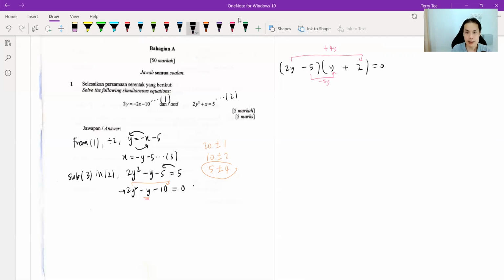All right, so let us solve for y. Remember, 2y minus 5 is 0, so y is 5 over 2, all right? And y plus 2 is 0, so y is negative 2. Now, you have 2 answers for y. We should have 2 answers for x. Let us just sub inside equation number 3. Your x value is now negative 5 over 2 minus 5, which gives us negative 15 over 2. And the second value of x is negative of negative 2 minus 5, which gives us plus 2 minus 5, which is negative 3. Plus 2 minus 5. What is a minus here? Minus is a plus.